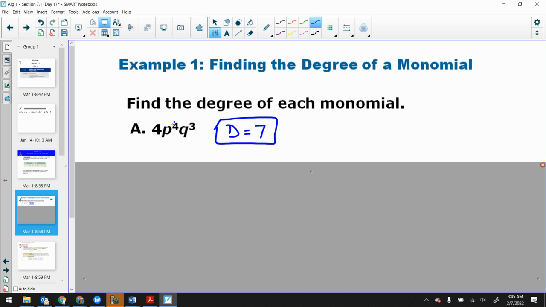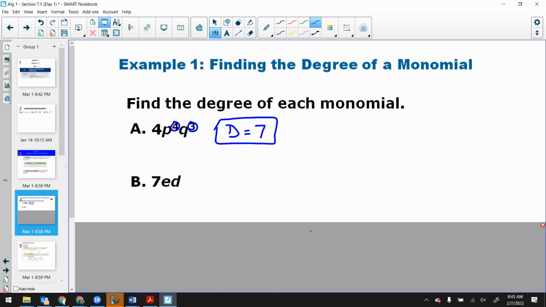Well, I see the power of 4 and the power of 3. You take the exponents of the variables and you add them together. That's where we got the degree of 7. What about 7ed? What's my degree there? It'd be a 2. Because this is degree of 1, degree of 1. So the whole degree is 2.